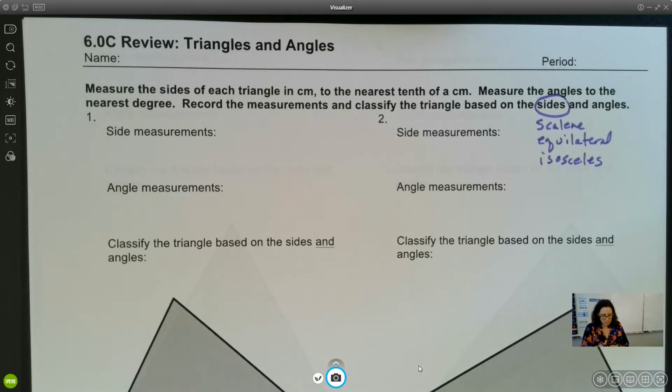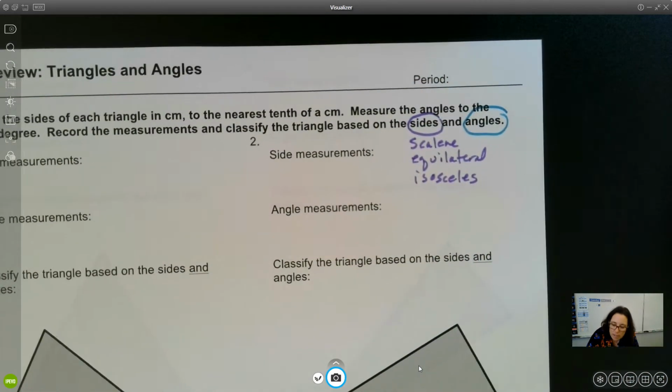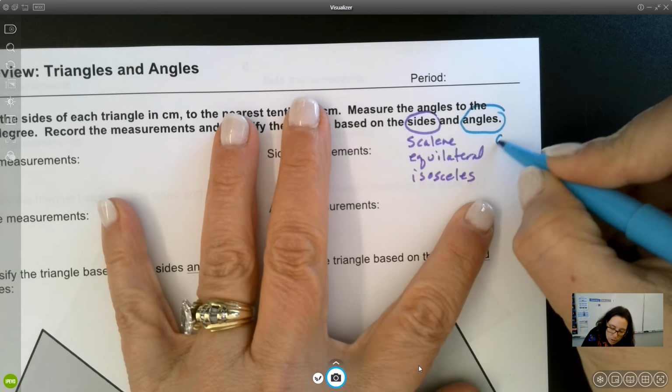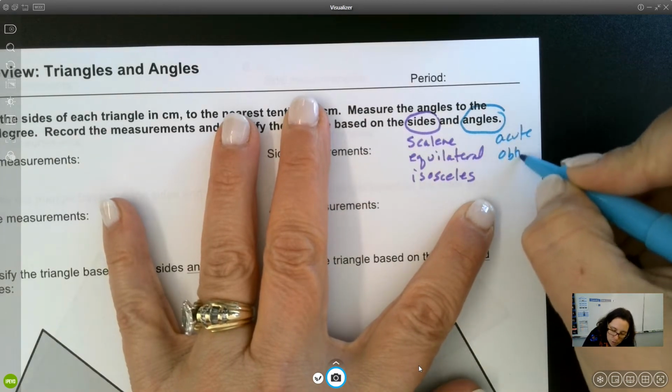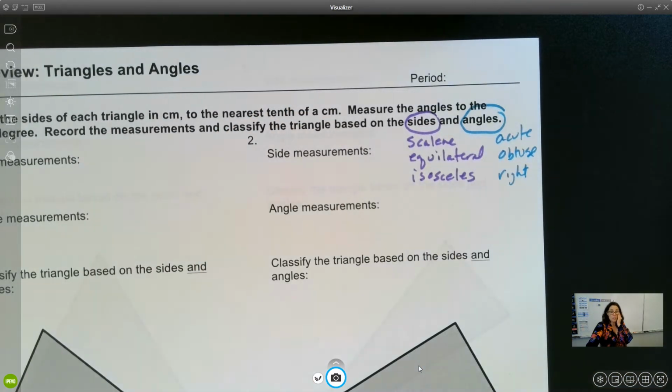All right, and then angles, we kind of did that on 6.0B. Let me do that in blue. Angle, and I'm kind of squeezing it in over here. Acute, obtuse, right. Again, those are vocabulary terms from the 6.0A vocabulary, those pages of review for geometry. Acute, remember, is a measurement between 0 and 90. Obtuse is between 90 and 180. And right is equal to 90.